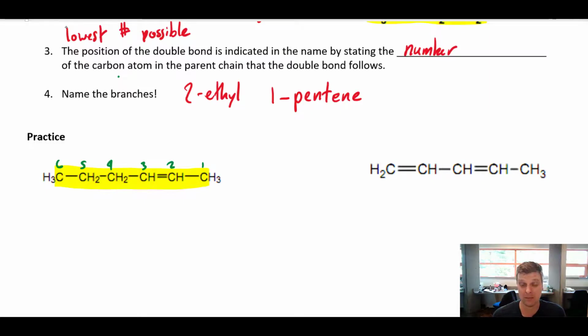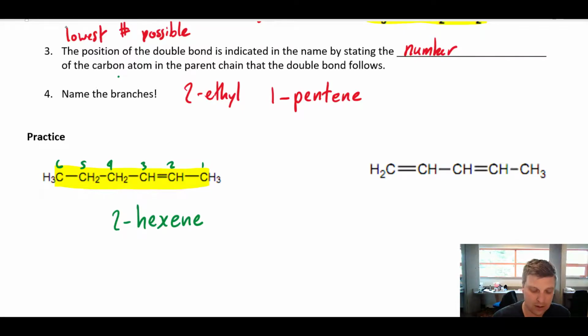A 6 carbon chain would be a hex. It's an alkene, so it's a hexene. And then the position of the double bond, remember we'll choose the lowest of the 2 numbers. So I know that the double bond is between the 2 and 3 carbon, but I'm going to call this 2 hexene because I want my number to be as low as possible. And I don't have any branches to worry about, so that's it. That is just a molecule of 2 hexene.